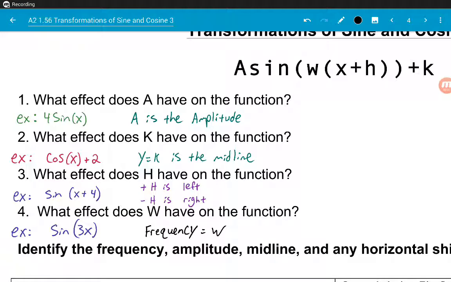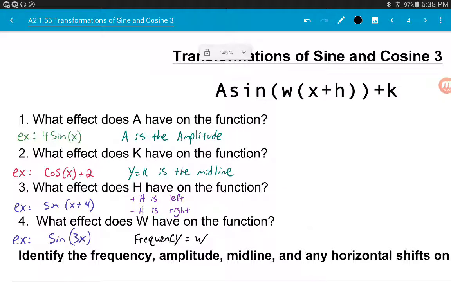So here's a video on lesson 56, transformations of sine and cosine 3. Our goal here is to describe the transformations that have occurred on each one of these sine or cosine functions. And just as a key, we decided to explain first what each one of these letters does.